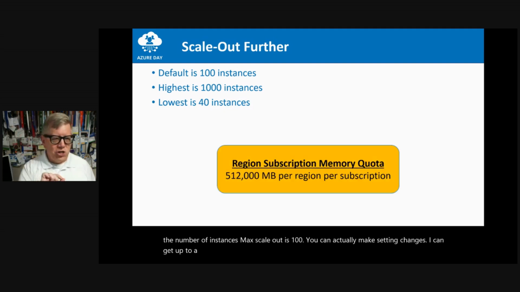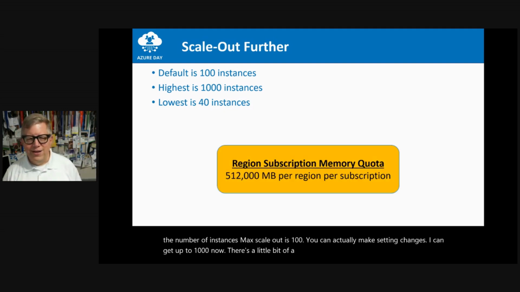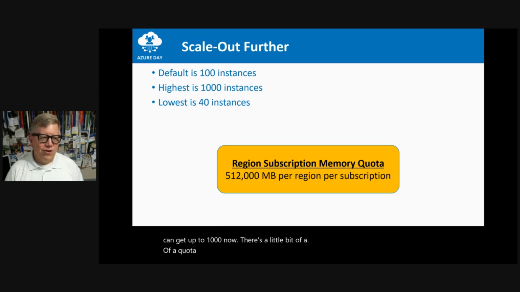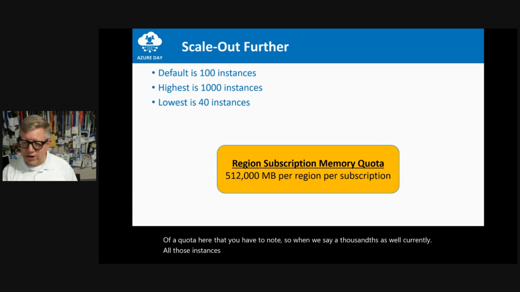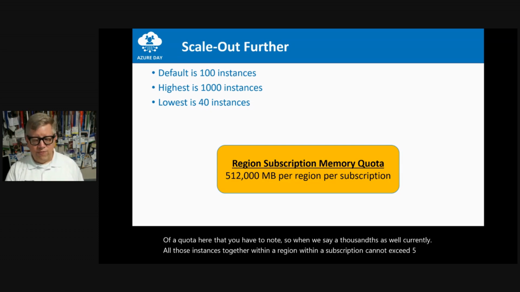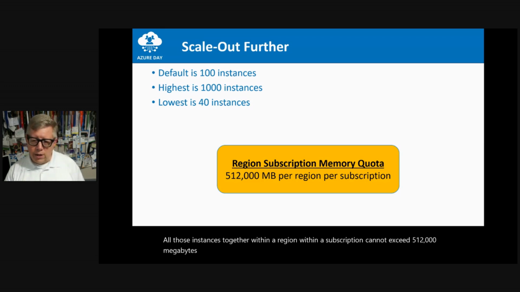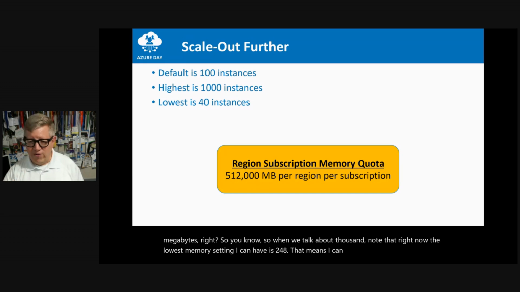Now, there's a little bit of a quota here that you have to note. When we say 1,000 instances, currently all those instances together within a region, within a subscription, cannot exceed 512,000 megabytes. So when we talk about 1,000, note that right now the lowest memory setting I can have is 2048. That means I can have 250 maximum instances.